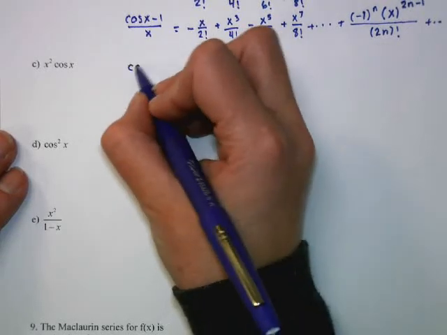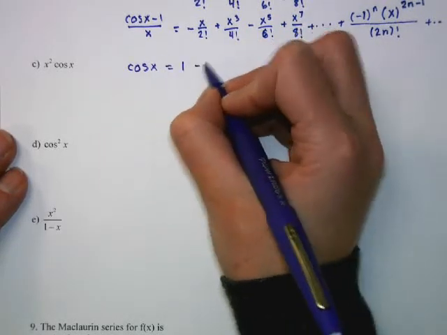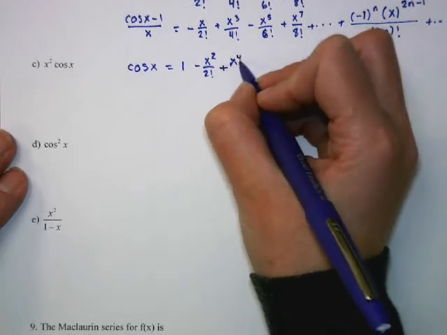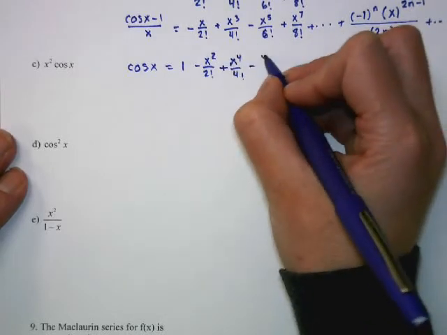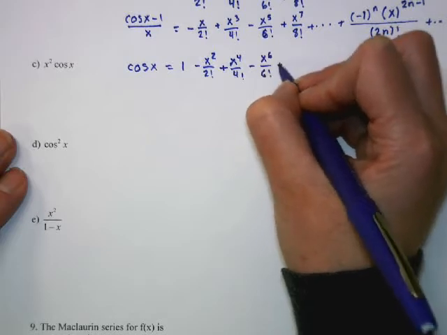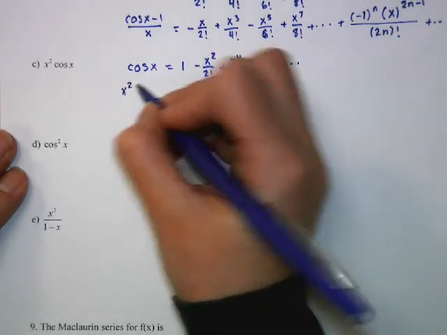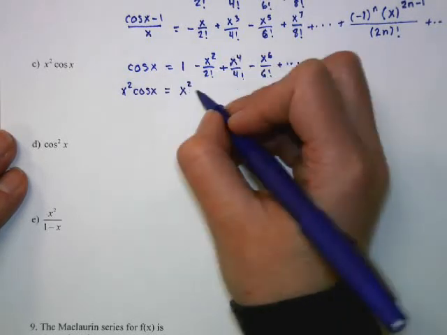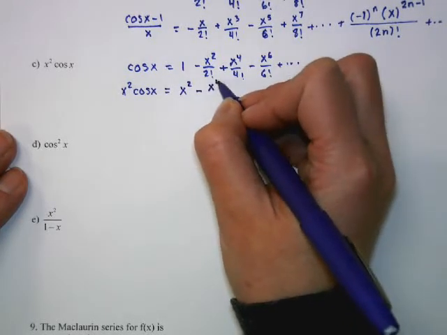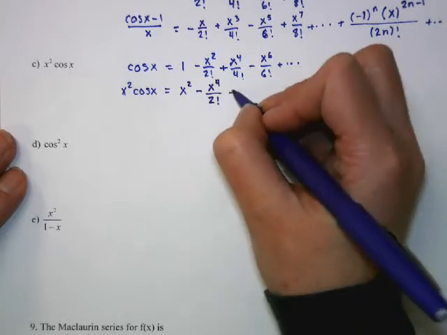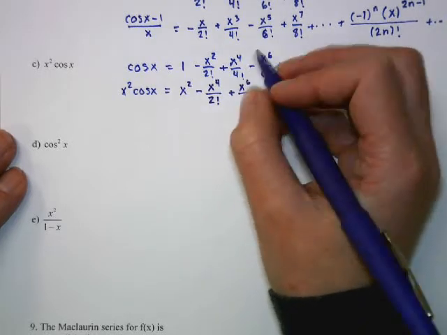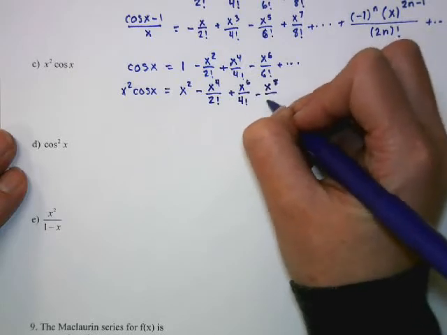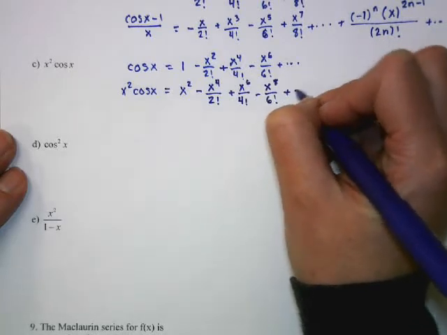So I'm going to start again with my cosine of x. And then multiply everything by x squared. So this will be x squared. This is going to be x to the 4th over 2 factorial. This will be x to the 6th over 4 factorial. X to the 8th over 6 factorial.